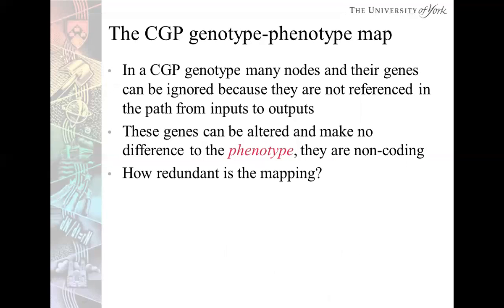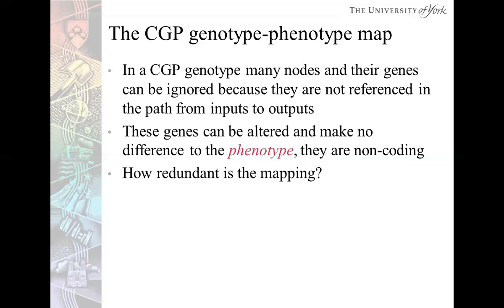We just saw a non-coding node in the previous example. When the number of nodes is much larger, there are many non-coding nodes. What this means is if the genes of a non-coding node are altered, it makes no difference to the phenotype or the fitness, because they're just ignored.